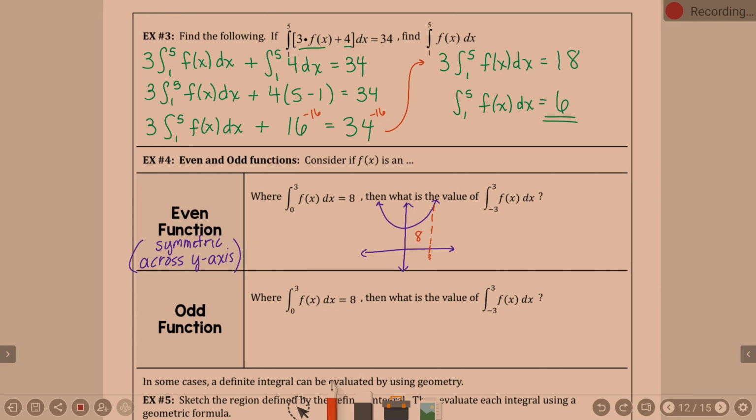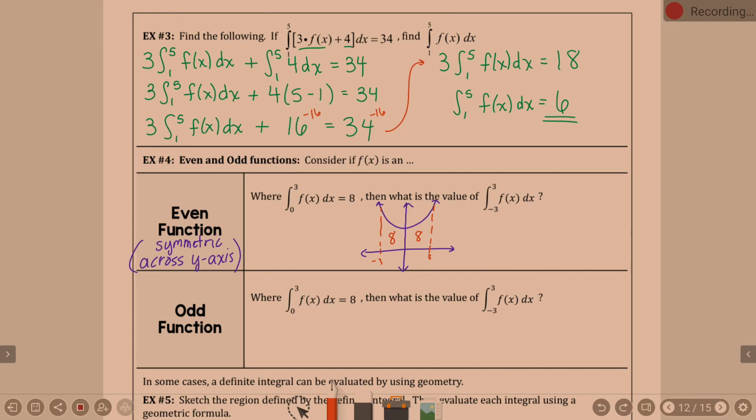Now, thoughts on if we had to do the integral from -3 to 3 in this scenario? Okay, so right here, if we go over to -3, I went a little too far. If we went over to -3, what's this area going to be? 8. So the area from -3 to 3 is 16, because 8 plus 8 is 16.